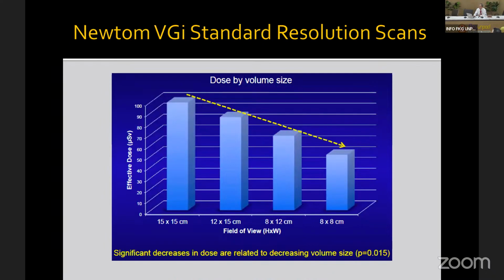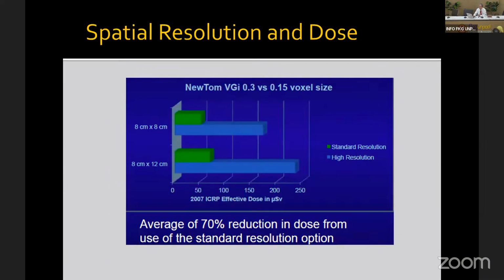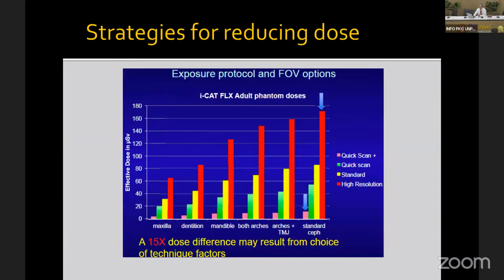And also the resolution for the implants, sometimes you don't need to have the highest resolution. You can use the standard or regular resolution. With the lower resolution, you also can reduce the radiation exposure to your patient. And sometimes you can get like a 70% reduction from the standard resolution versus the highest resolution.